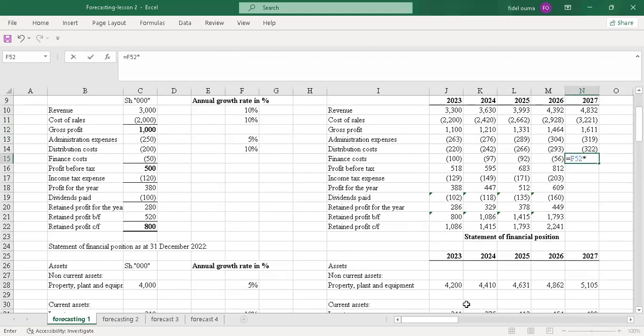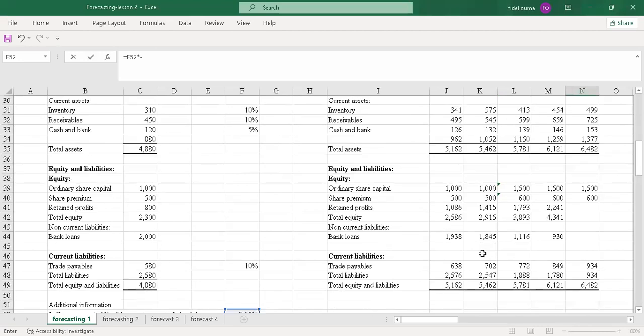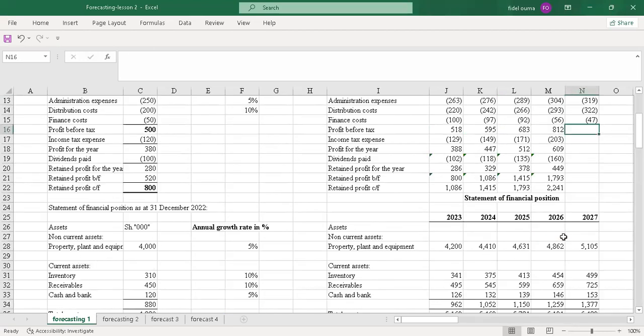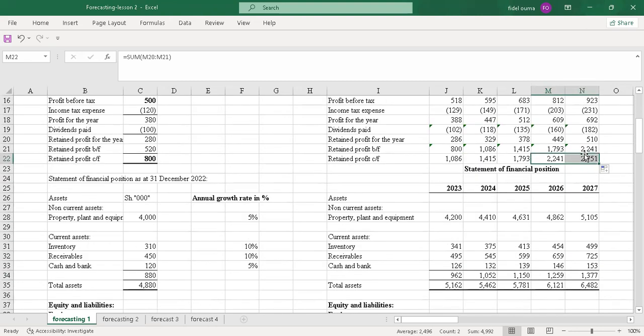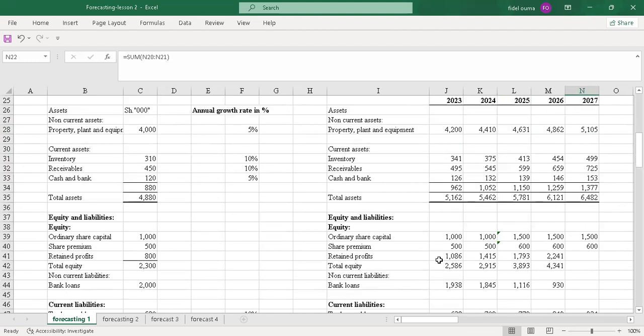Then I'll multiply by the previous year's bank loan. I'll put a negative before it because I want the finance cost to be negative. So once I get that, we just drag all through. You drag this also, and you drag this. So the retained profit at 2027 was 2751, this one. So I just come here and replace it.